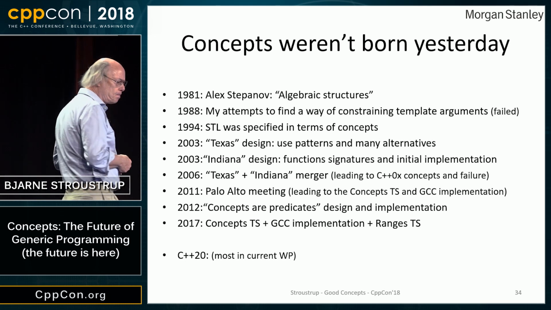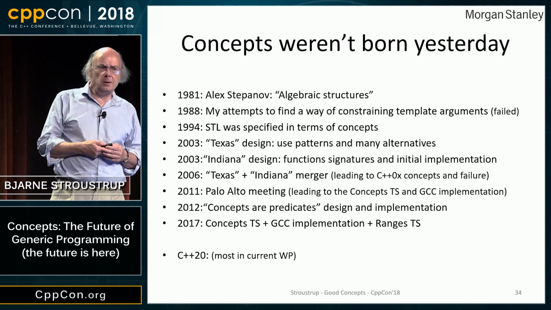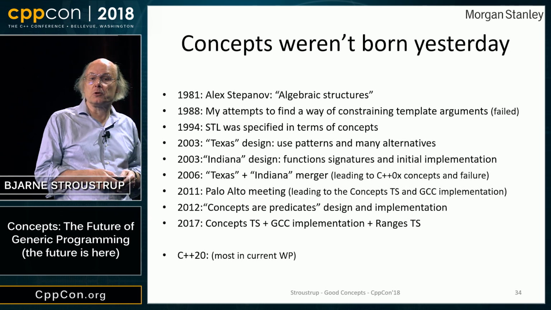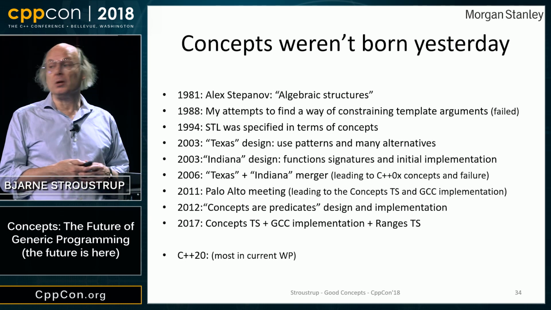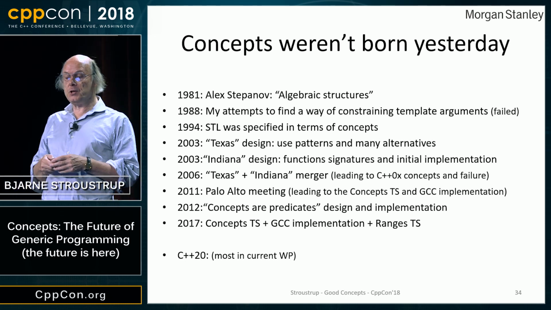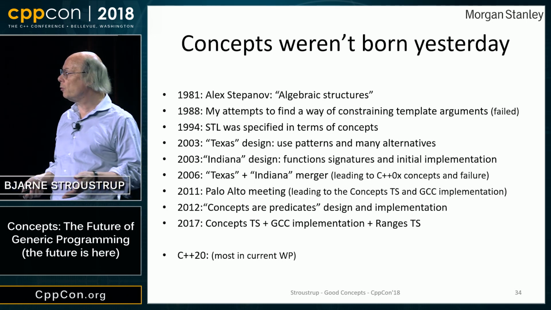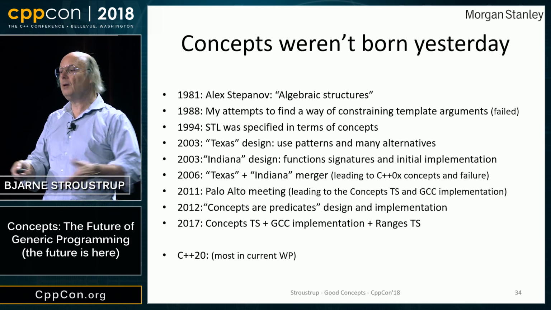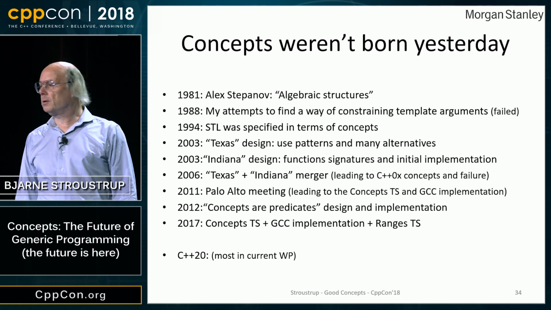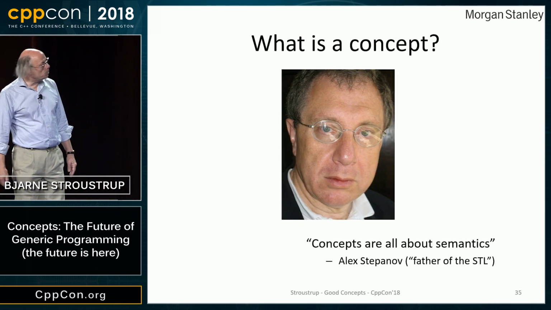Alex started in '81, called algebraic structures, and then he's been calling them concepts since somewhere in the early 90s, I think. No, late 80s. And I tried to find a way of constraining templates in '88. It failed. Neither I nor anybody else knew how to get all three properties I wanted, but we have it now. The STL was specified in terms of concepts, even though there was no language support for it. It's a fundamental way of thinking, and therefore it makes sense to talk about concepts even if there's no language support for it. And then there's a lot of history here. I'm not going to go into it. That's a different talk, but don't think it's something new or something totally malleable. Good people have worked hard on this stuff, especially him.